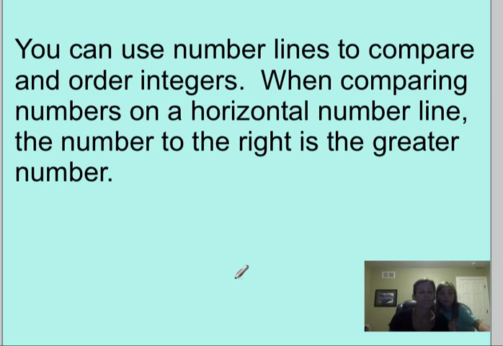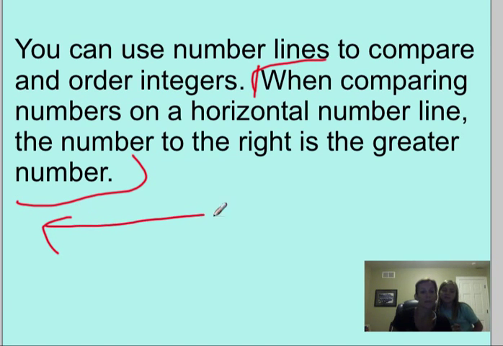All right. You can use number lines to compare and order integers. When comparing numbers on a horizontal number line, the number to the right is the greater number. So go ahead and press pause, and we need that part written down.